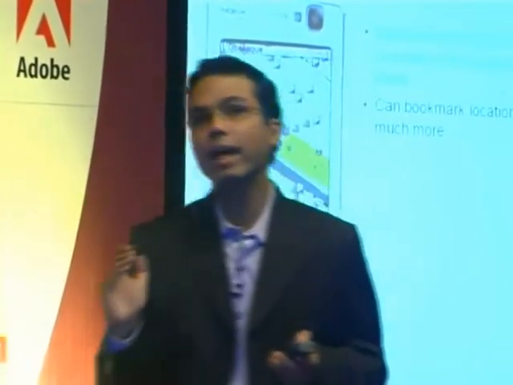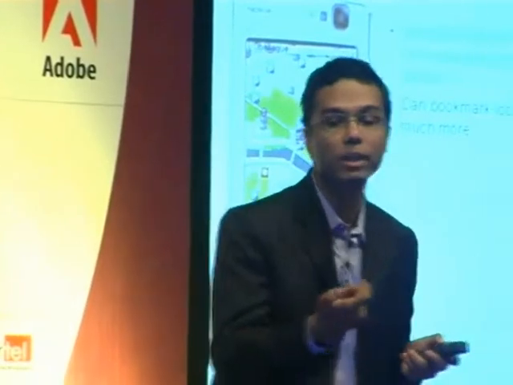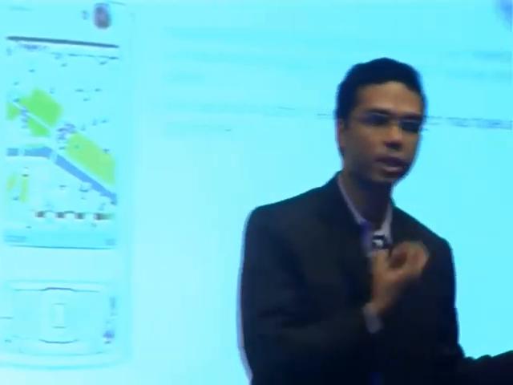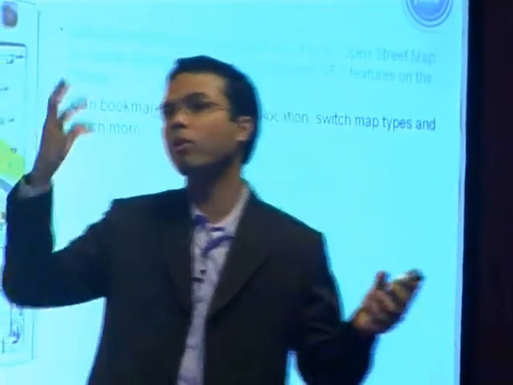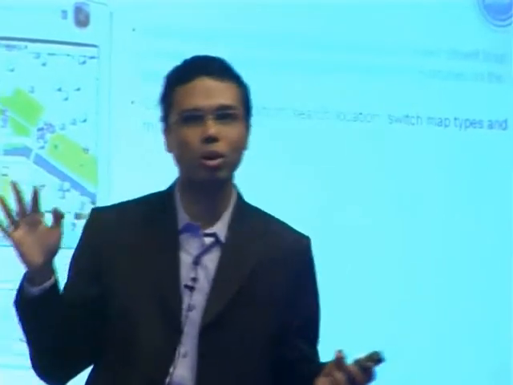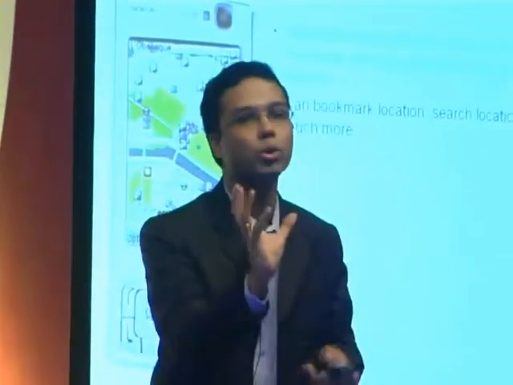This can show you the locations, and I can bookmark my location, switch map types, and much more. What it does is get the GPS information and get the map information from, say, Yahoo Maps. Now Google Maps is no longer supported. So Yahoo Maps or some other maps, and it collaborates them and shows you the map.